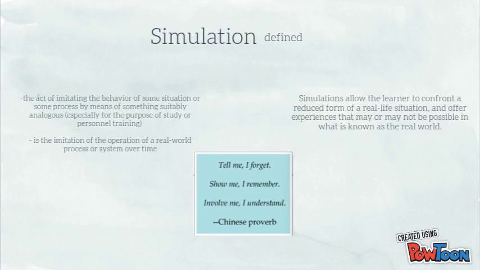So a simulation can be defined as the act of imitating the behavior of some situation or some process by means of something suitably analogous, especially for the purpose of study or personnel training. Or another not so technical definition is that simulations allow the learner to confront a reduced form of a real life situation and offer experiences that may or may not be possible in what is known as the real world.